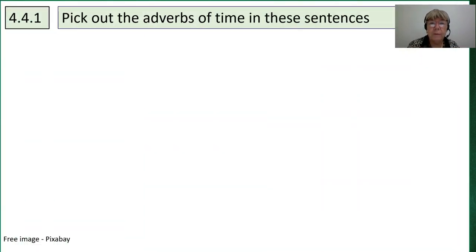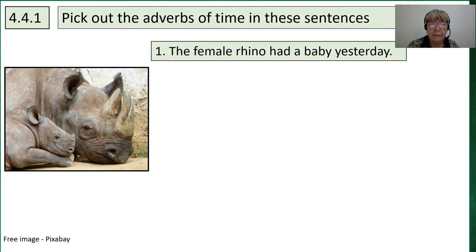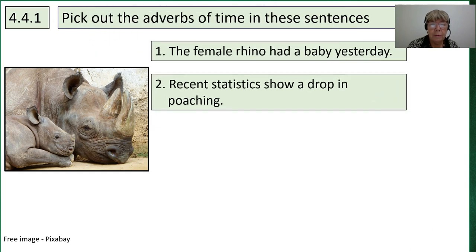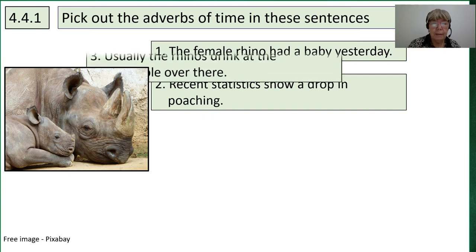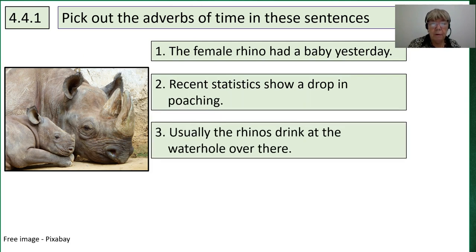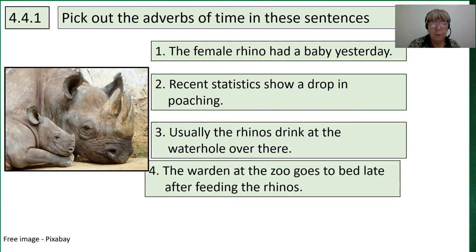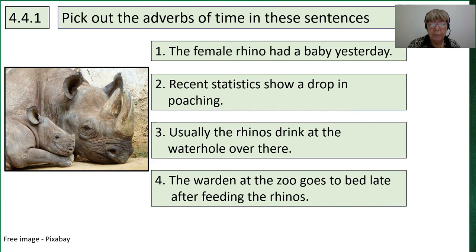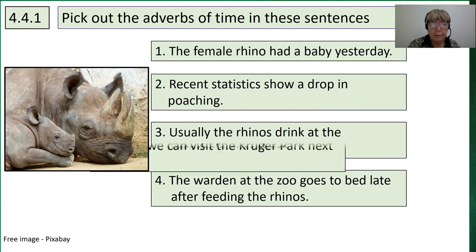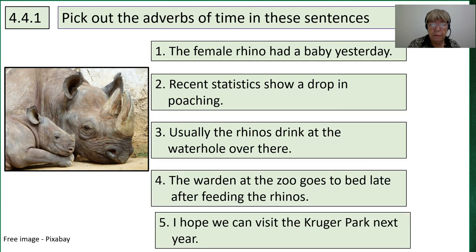Good. Pick out the adverbs of time in these sentences. Number 1, the female rhino had a baby yesterday. Number 2, recent statistics show a drop in poaching. Number 3, usually the rhinos drink at the waterhole over there. Number 4, the warden at the zoo goes to bed late after feeding the rhinos. And number 5, I hope we can visit the Kruger Park next year. Did you get all the adverbs of time? Just check your work.